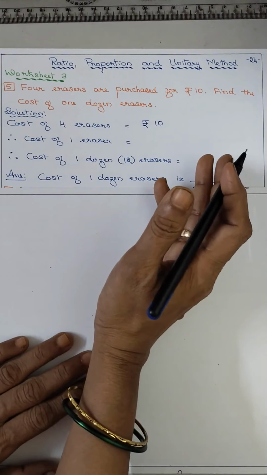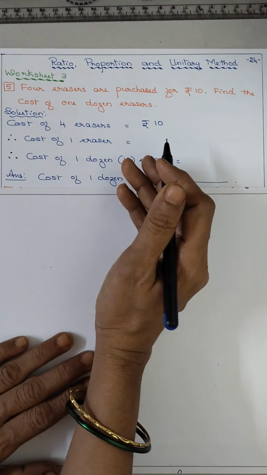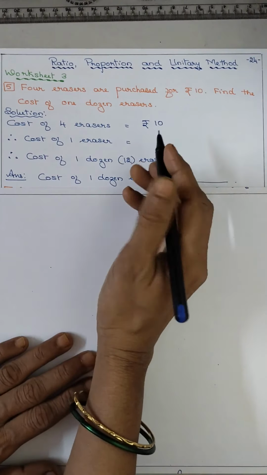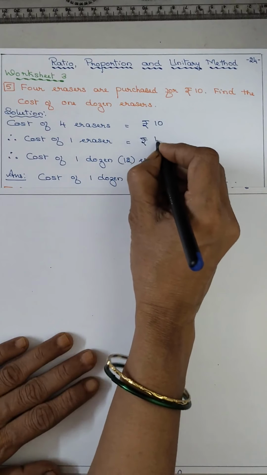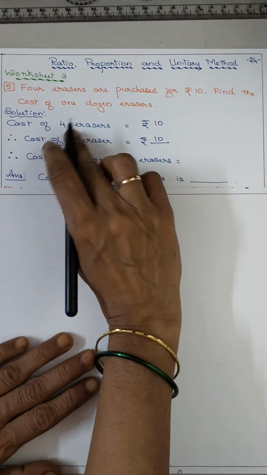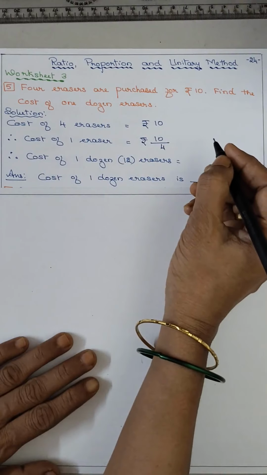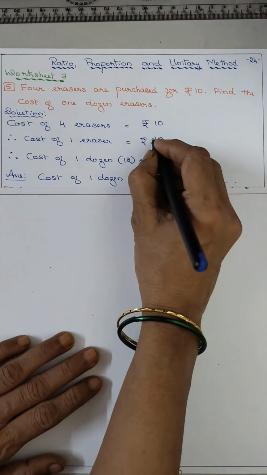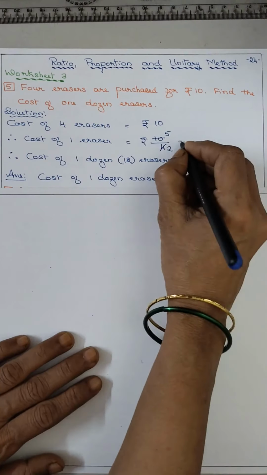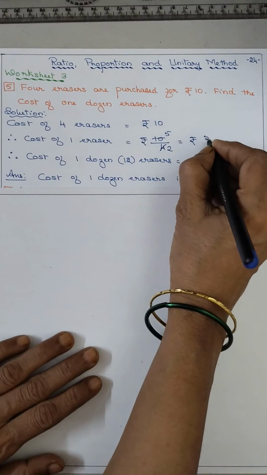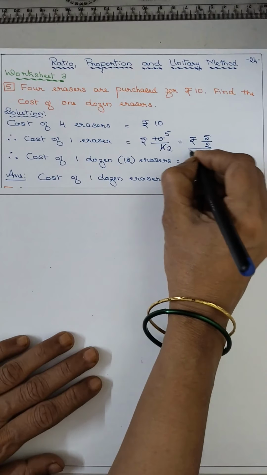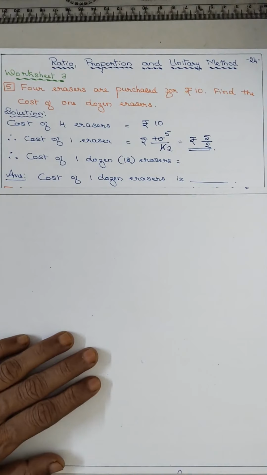You know, unitary method, first we have to find for 1. How? Division. So 10 upon 4. It is 2 2s are 2, 5s are 10. That means ₹5/2. Let it be like this. Don't convert into the decimal.